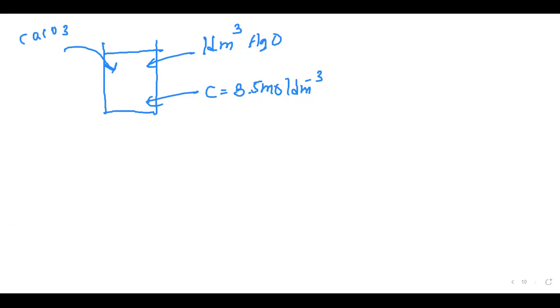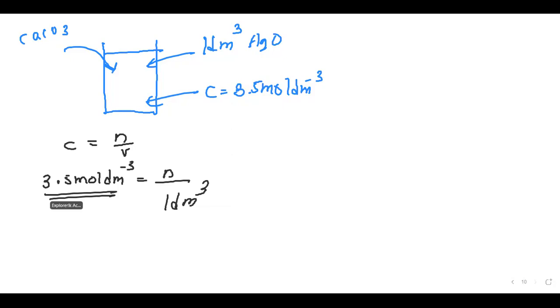So what do they say? They want to make a calcium carbonate solution. We know concentration equals number of moles over volume. They have given us the concentration, 3.5 moles per decimeter cube. The number of moles is what we don't know, and the volume they have given us is 1 decimeter cube. So for a concentration of 3.5 moles per decimeter cube, you need 3.5 moles of calcium carbonate. When that is divided by 1 decimeter cube, you get a concentration of 3.5 moles per decimeter cube.